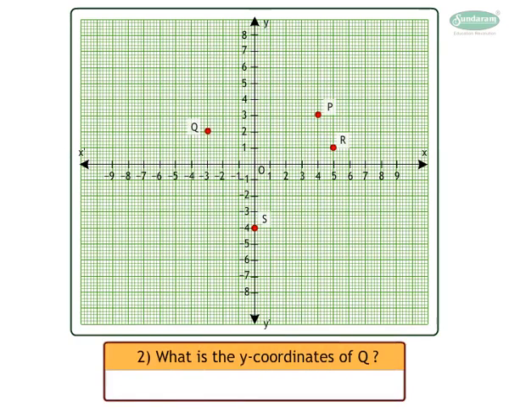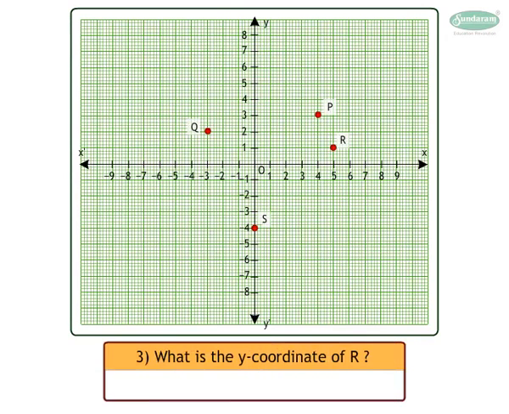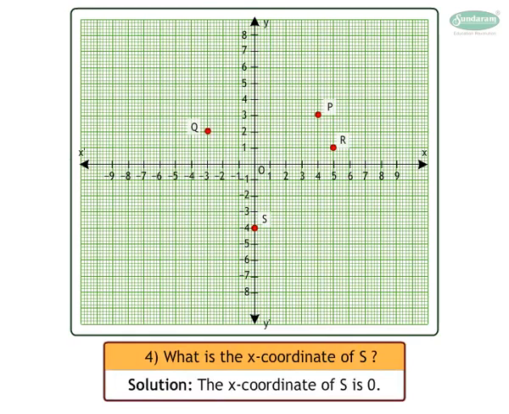2. What is the y-coordinate of Q? The y-coordinate of Q is 2. 3. What is the y-coordinate of R? The y-coordinate of R is 1. 4. What is the x-coordinate of S? The x-coordinate of S is 0. 5. What is the y-coordinate of S? The y-coordinate of S is -4.